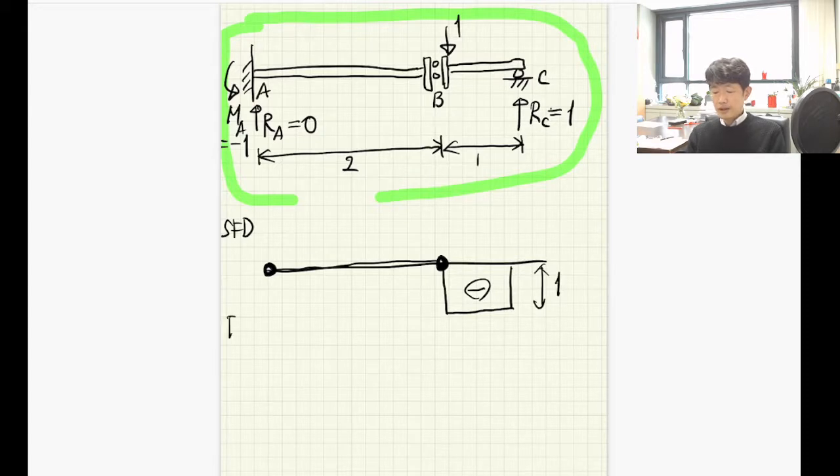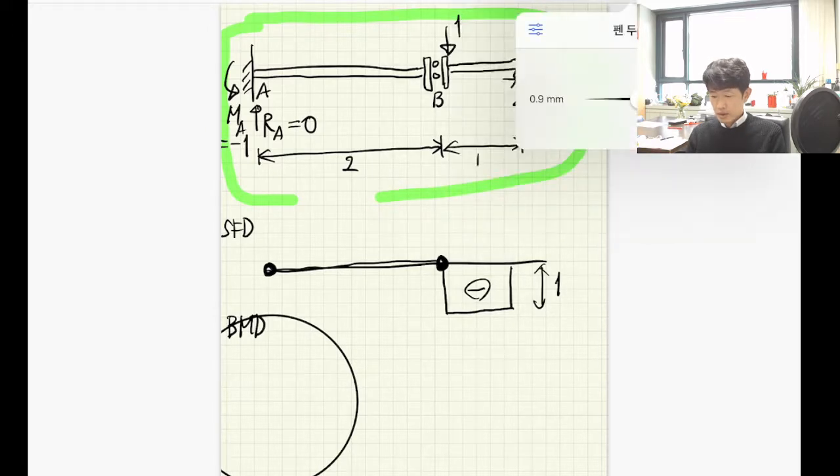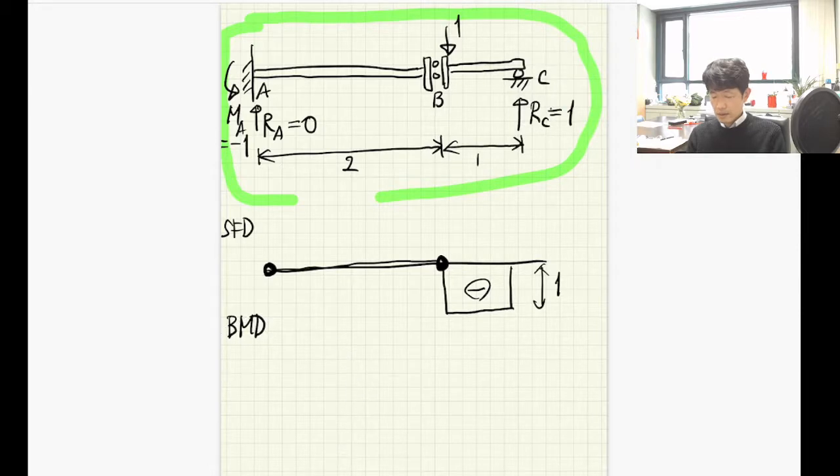And now let's try to draw the bending moment diagram. Okay, let's first prepare the space. And then we start with a non-zero bending moment. Please make sure that we have a non-zero bending moment.